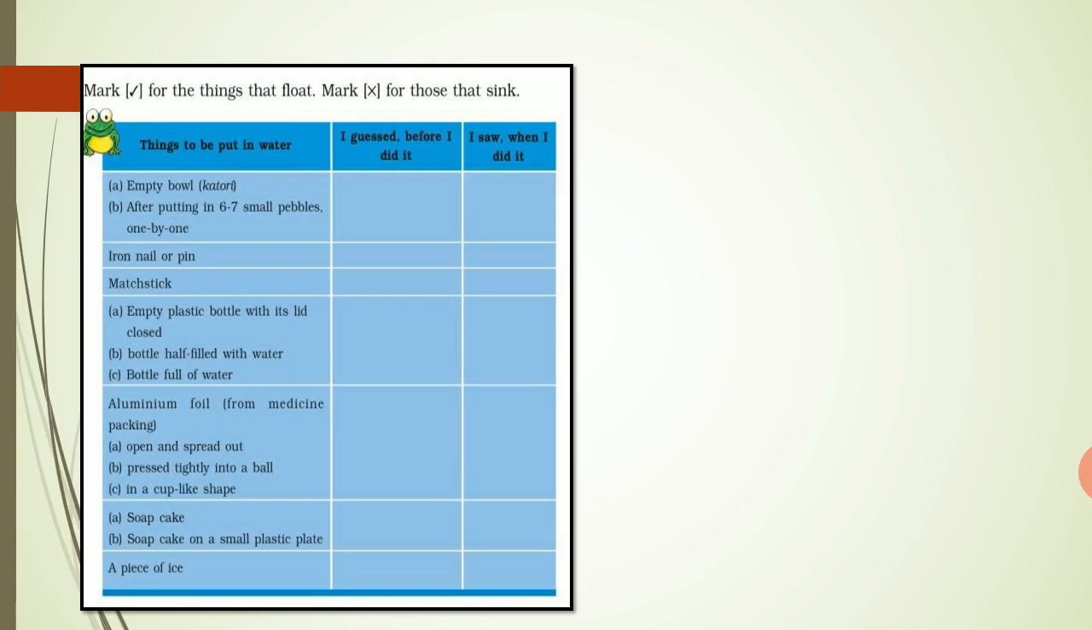So first of all, you collect all these things which are given in column 1, like an empty bowl, some pebbles, an iron nail or pin, a matchstick, an empty plastic bottle, a bottle half filled with water, a bottle full of water, aluminium foil, a soap cake, a small plastic plate and a piece of ice. First of all, complete the second column, and then after that you put all these things one by one in a bucket of water and write down whether the things float or sink as per your observation.